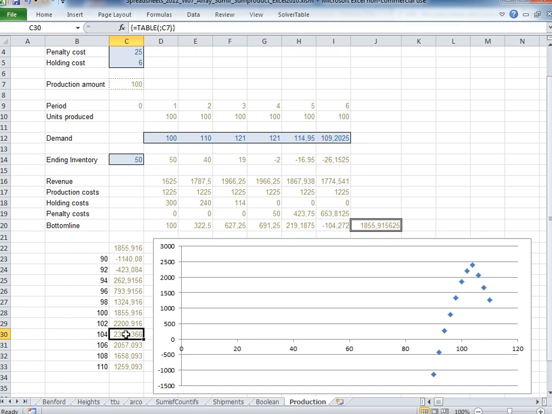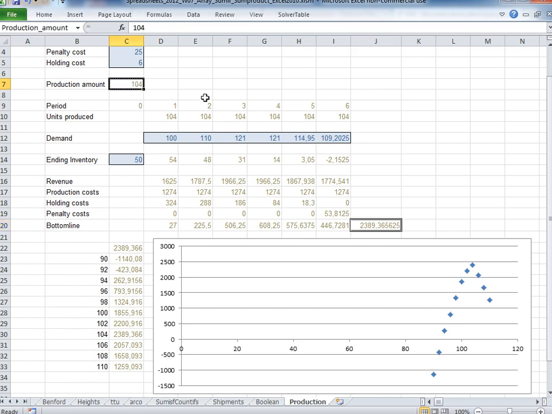Now, if we produce even more, let's write in here 104. Here it is. The profits are high, and as we see, the only time we really have the penalty costs, which are higher, 25 as compared to holding costs, is really only the last period, and only to a small amount. And we have this 2,389.